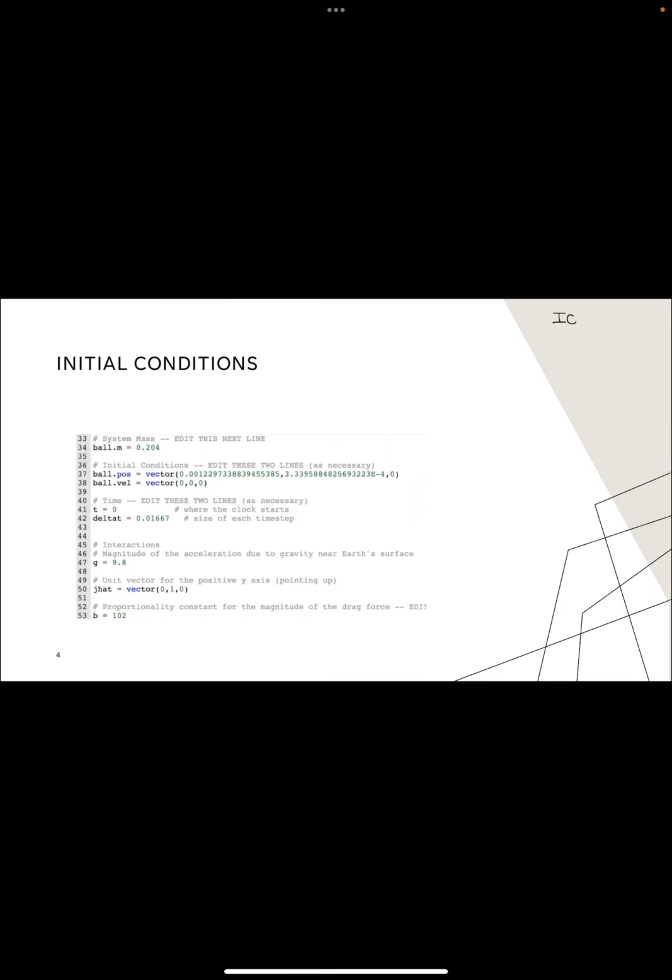So, using a previous lab's GlowScript code, I changed some initial conditions to fit this lab. I changed the ball.m to be 0.204 because that was the predicted mass of the slinky. I also used the Tracker information to find the initial position vector, and since the slinky did not originally move, I set the initial velocity to be 0. Through trial and error, I set the proportionality constant to be 102.